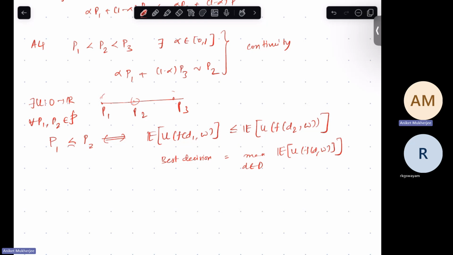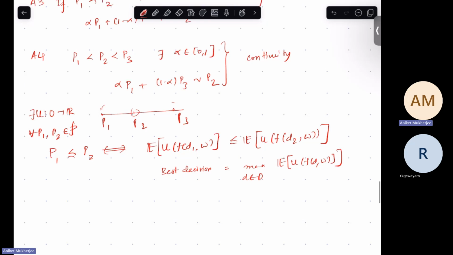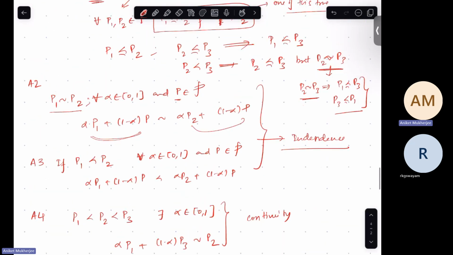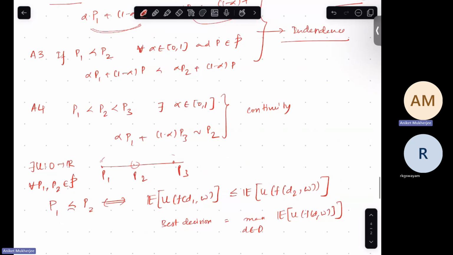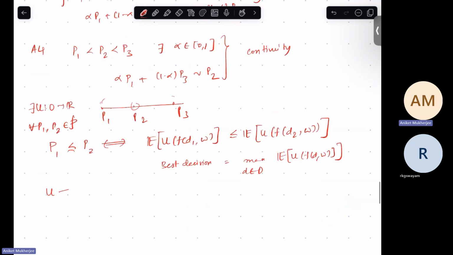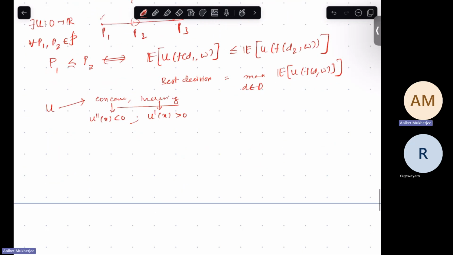Okay, and this theorem, while we are not proving it here because it's mathematically a bit much for this course, what it gives is that U is basically a concave and increasing function. Increasing means U dash x is greater than 0 and concave means U double dash x is less than 0. So basically you're increasing, but the rate at which you're increasing keeps tapering off. You are going slow by slow. It keeps on decreasing, right?